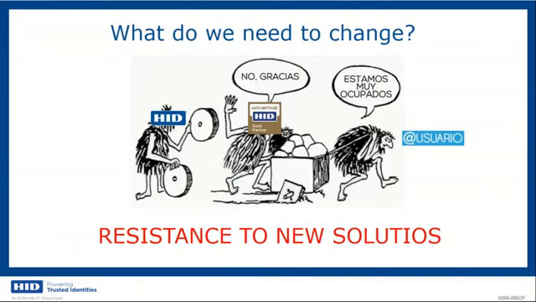So in here, what we need to change is the resistance to new solutions, because sometimes what we find in the market is that our sales team, or even our end users, are really afraid to change to new solutions because of the lack of knowledge or the lack of credibility in the solutions. So the first thing that we have to fight is the resistance to change, okay? And this is really important to understand.